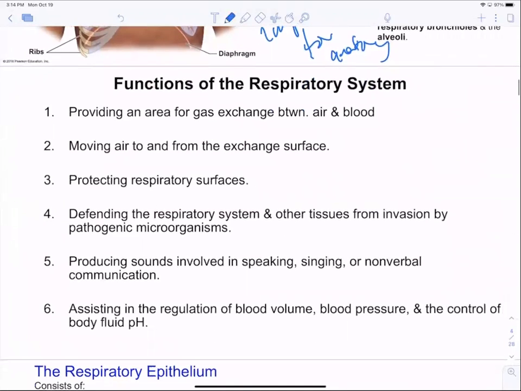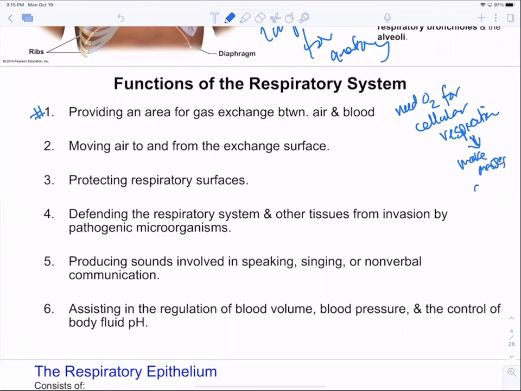Functions of the respiratory system, again, number one is gas exchange between the air and our blood. Why? Because we need oxygen for cellular respiration, which means make masses of ATP, and CO2 is a byproduct, so we need to get rid of it, right? So we're getting rid of CO2 and getting oxygen to make more ATP and create more CO2 as a byproduct. And so how do we do that?